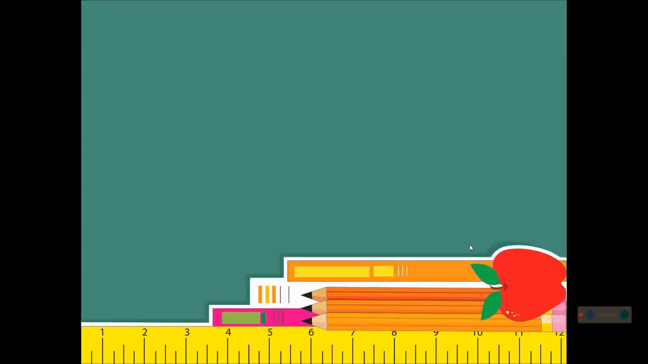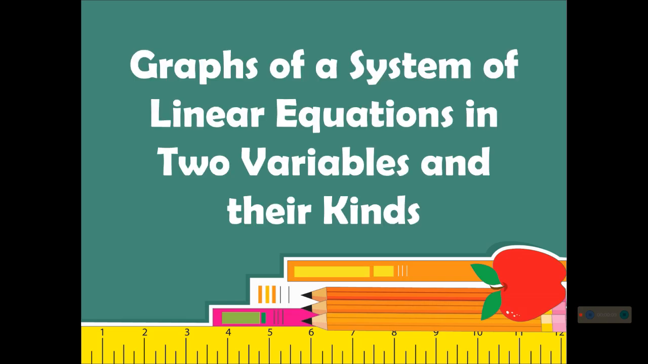Okay, so we're done with how you are going to illustrate system of linear equations in two variables. So this day, we are going to have the graphs of a system of linear equations in two variables and their kinds. We have to take note that a system of linear equations in two variables will always be written using the bracket, and then you are going to have two linear equations, because a system of linear equations is composed of two or more linear equations in two variables.